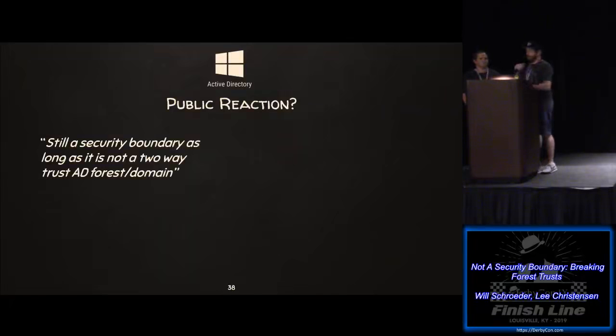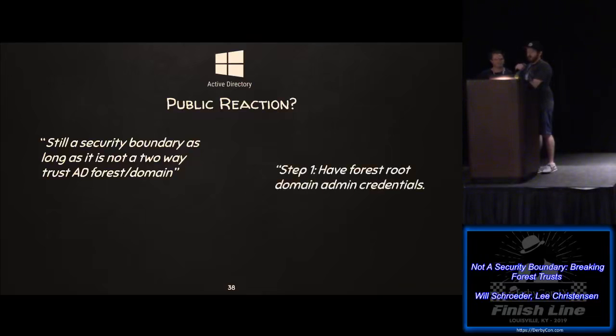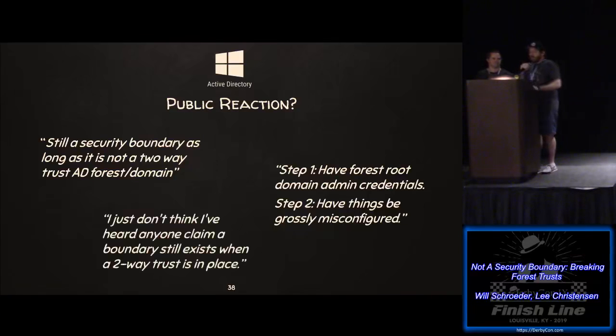So some people didn't really think that this was a big deal. Some of the public reaction when we posted this was that it's still a security boundary as long as there's not a two-way trust, which, okay, I guess I kind of disagree. Or step 1, have forest root domain admin credentials. Step 2, have things grossly misconfigured, because I guess having a trust is a gross misconfiguration. Or I don't think I've heard anyone claim a boundary still exists when a two-way trust is in place, to which we kind of respond with the way people were thinking about this.